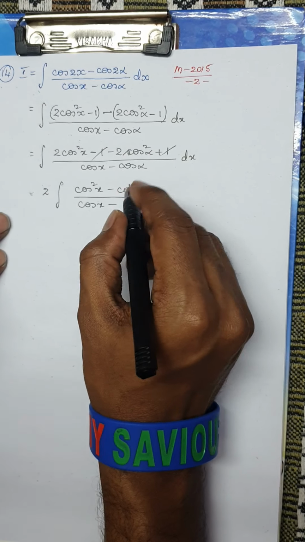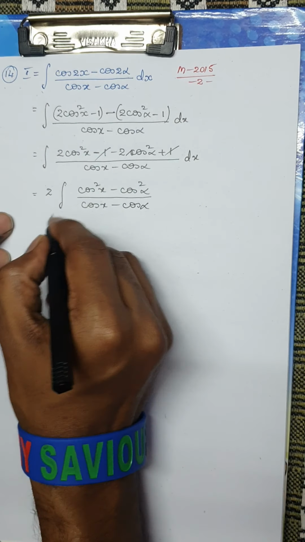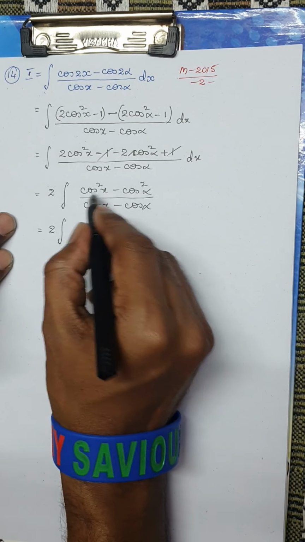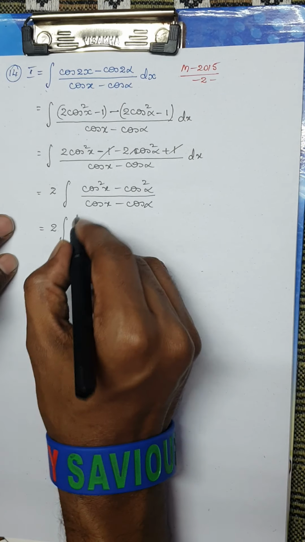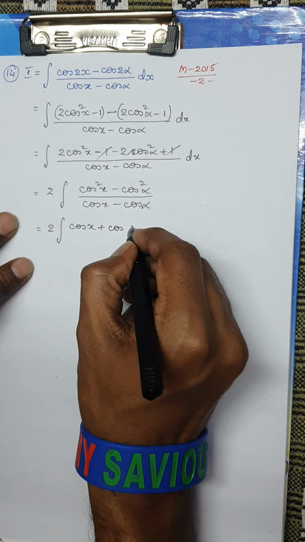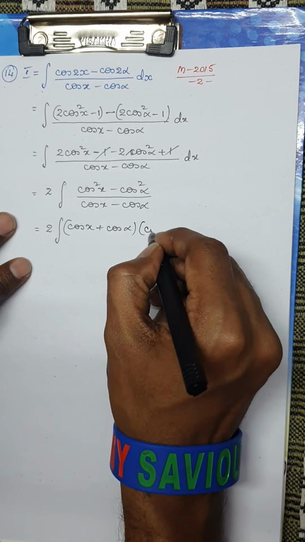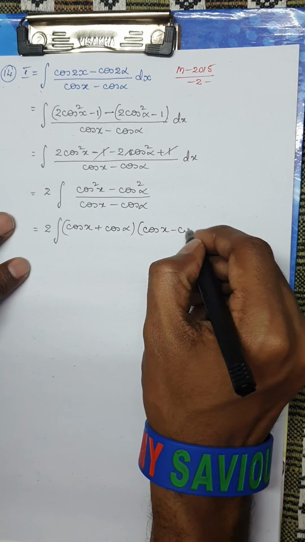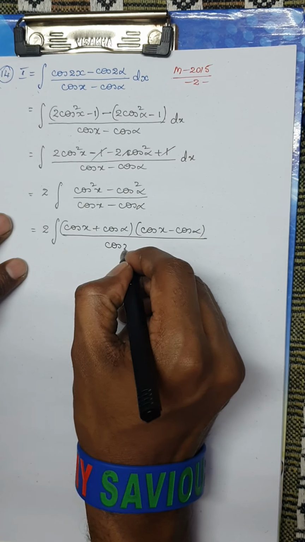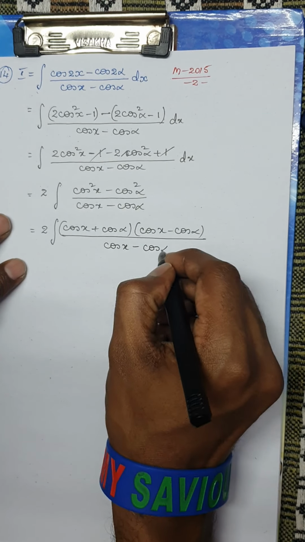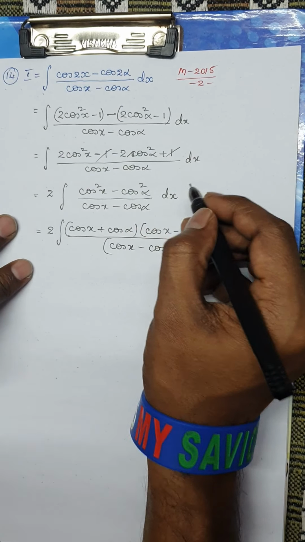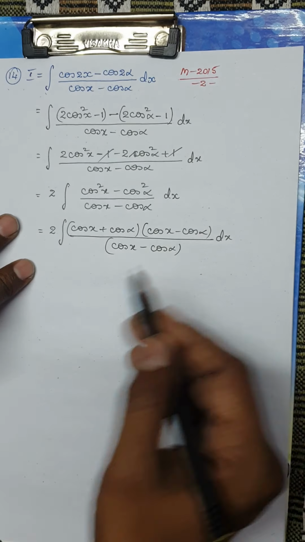This is nothing but, 2 is a constant, let me keep it outside. Now we know this is again of the form a square minus b square. This can be written as (a plus b) into (a minus b), that is (cos x plus cos alpha) into (cos x minus cos alpha), whole divided by the term I have in the denominator, cos x minus cos alpha, into dx, that is you are integrating with respect to x. If you don't write dx, then there is no meaning in it.